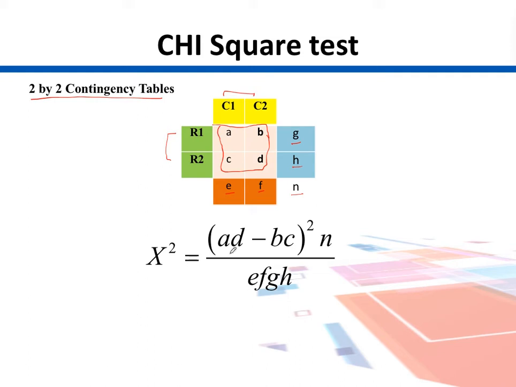So we can get the chi-square as A into D, something like a cross product, minus C into B, or B into C. So (AD minus BC) squared, into N, divided by E F G H, the respective totals for the columns and the rows.